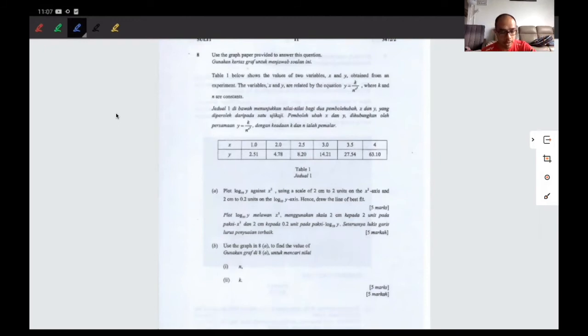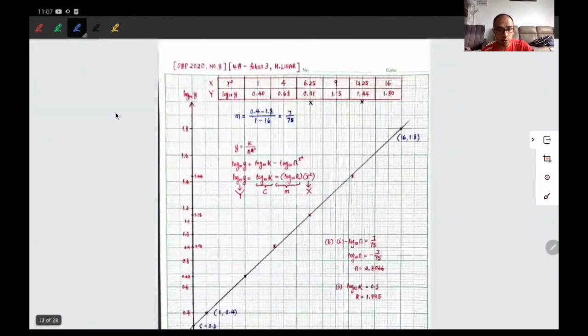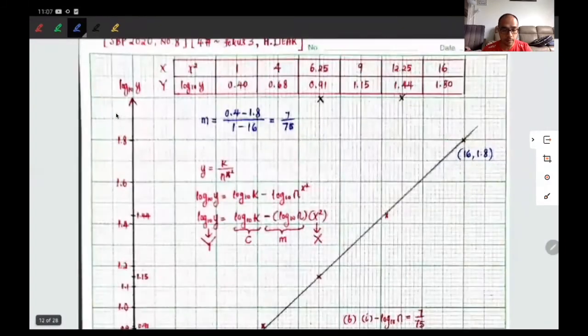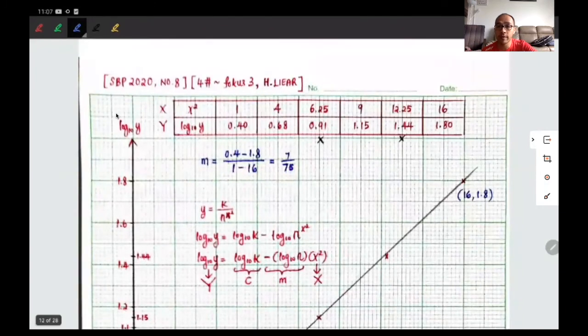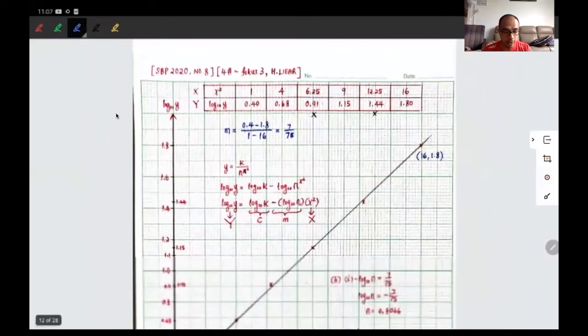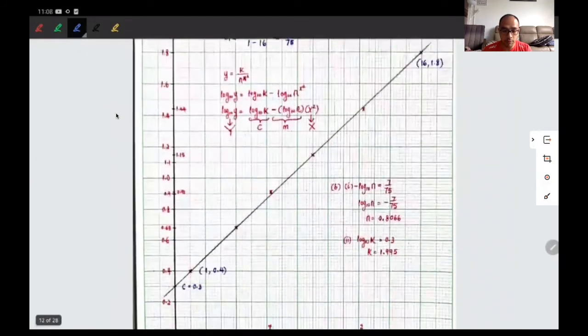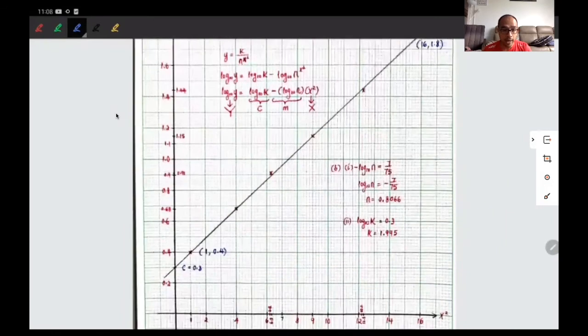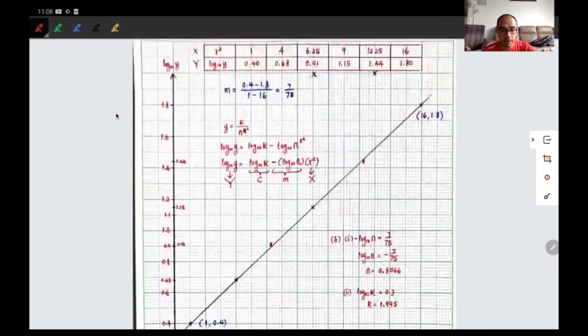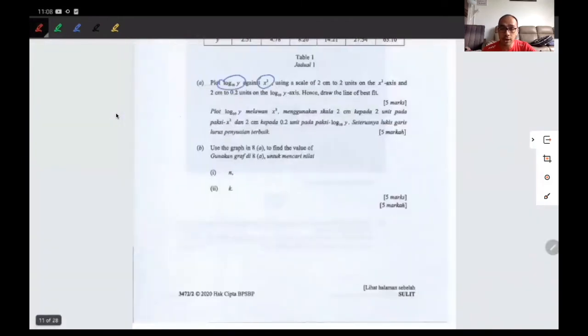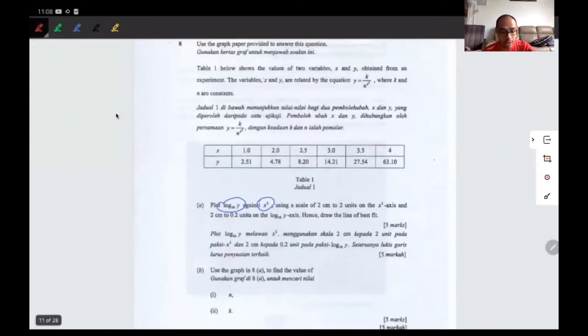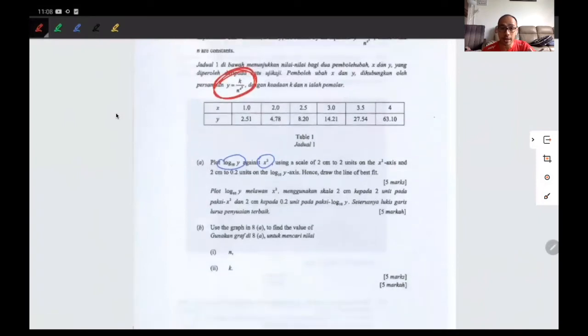The most important thing is your log 10 y against x squared table must be there. When you have the table, you will get these values: 1, 4, 6.25, 9, 12.25, and 16. Then when you plot the graph using the scale that they've given, you get a line of best fit, and it should cut at about 0.3. Then once you draw the line of best fit, you have to change this equation so that it looks like this one.